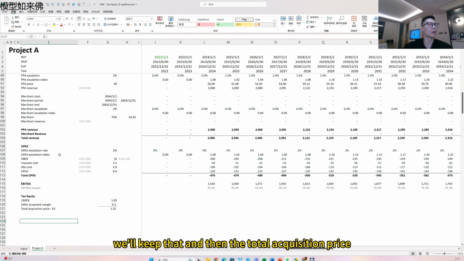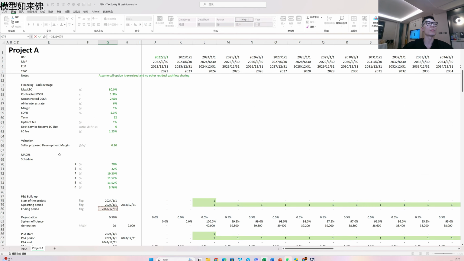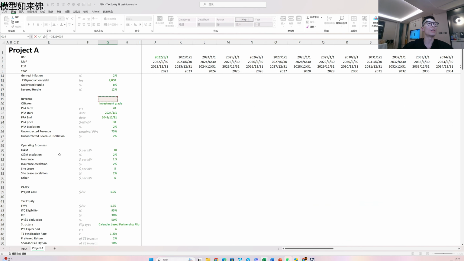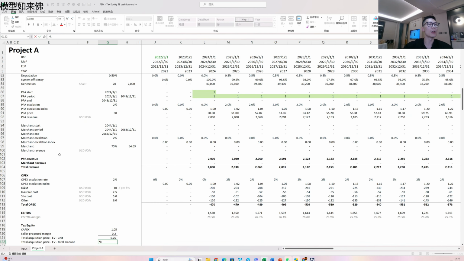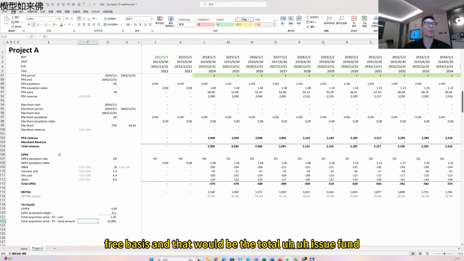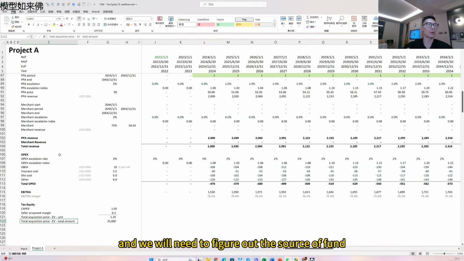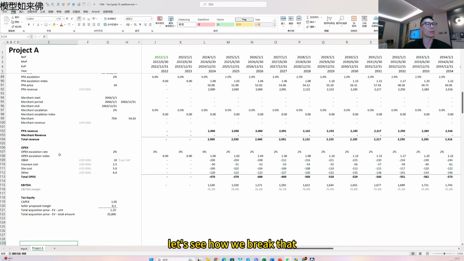And then the total acquisition price in terms of the total amount will be equal to $25 million US. So that's the total EV at cash-free, debt-free basis, and that will be the total use of fund. And then we have the use of fund, and we will need to figure out the source of fund. Let's see how we break that.